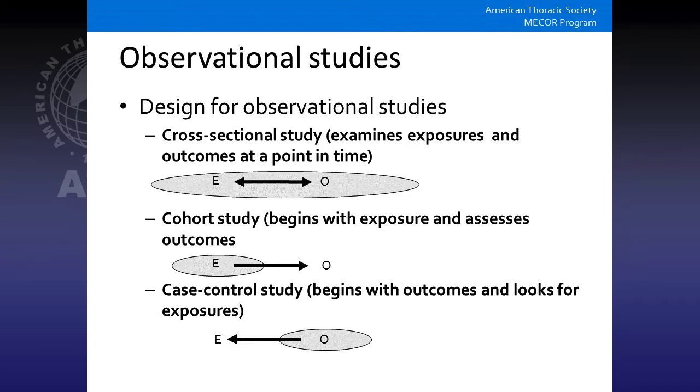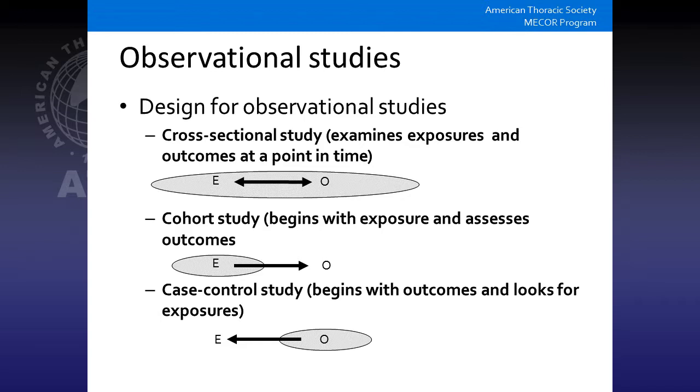So, for example, we know that exposure to asbestos causes a malignancy called malignant mesothelioma. So we would be able to ask an individual, have you had exposure to asbestos, and do you have malignant mesothelioma? And we would go through a series of people until we had a large enough study in order to look at the association between asbestos and malignant mesothelioma. So that's a cross-sectional study. It's a cross-section. It's one point in time. Again, it's like a snapshot.